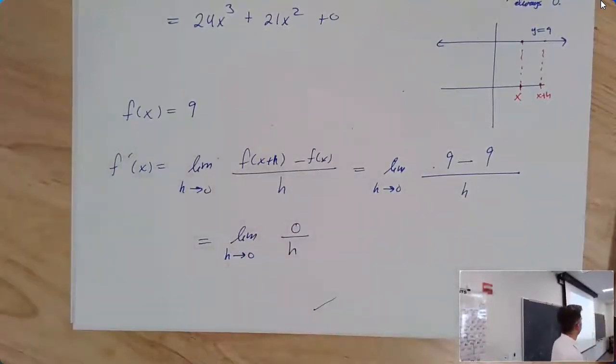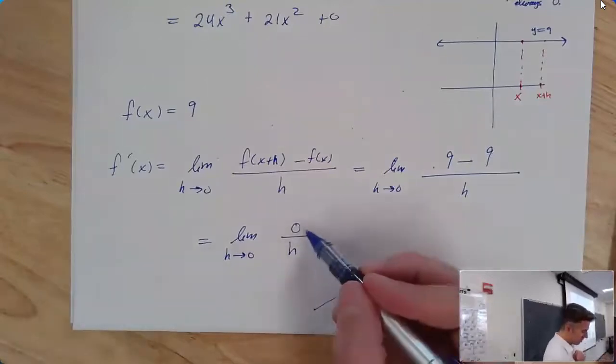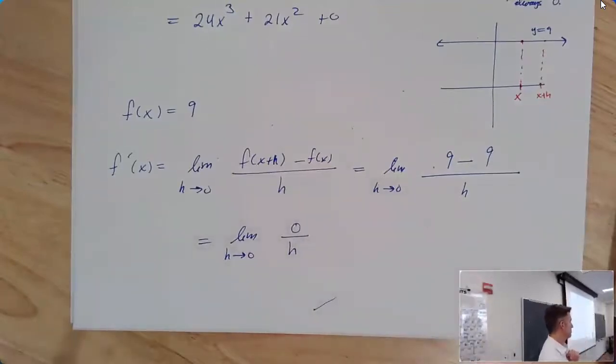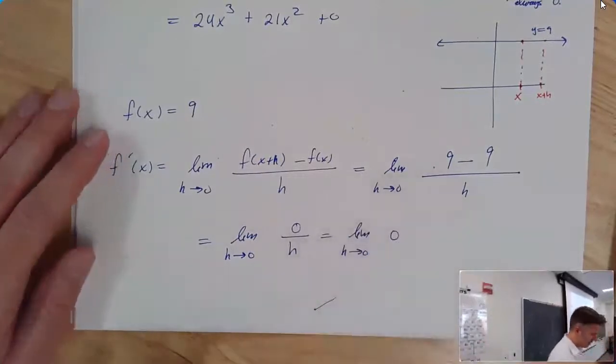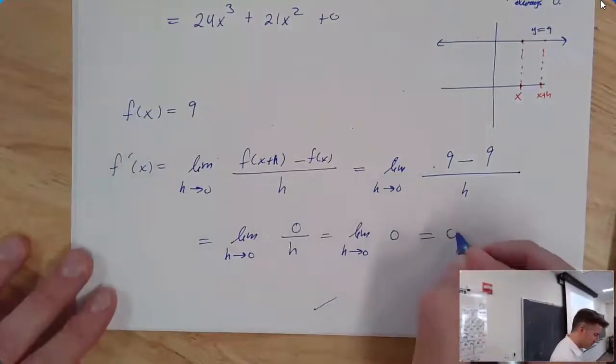So let me ask everybody. Take the limit as h approaches 0. h isn't 0. h is getting really close to 0. And if h is a really small number, it's not 0. What's 0 divided by not 0? 0 divided by not 0 is 0. So we do the division first. Okay, so that's the limit as h goes to 0 of 0. And oh, the limit of a constant is just the constant.